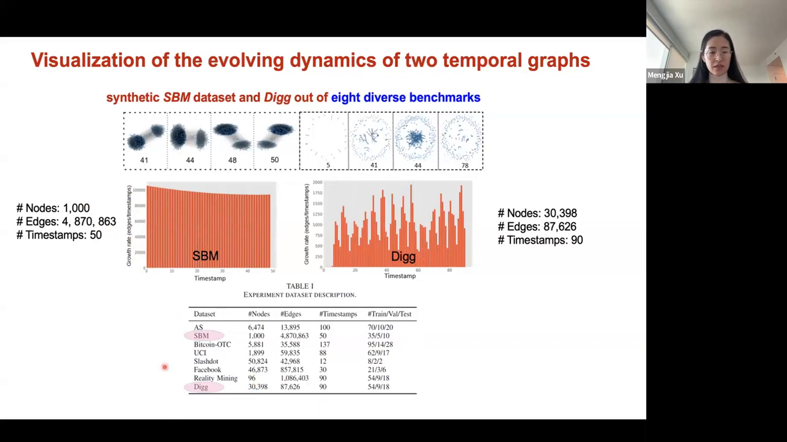And so this is all the 8 benchmarks descriptions used in our experiment and the training time steps, validation time steps, and test time steps. Basically 70% we use for training and 10% for validation and 20% for test. So we have tested the method on different large scale graphs.